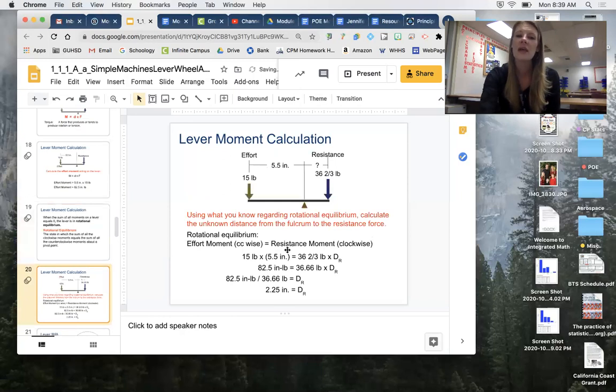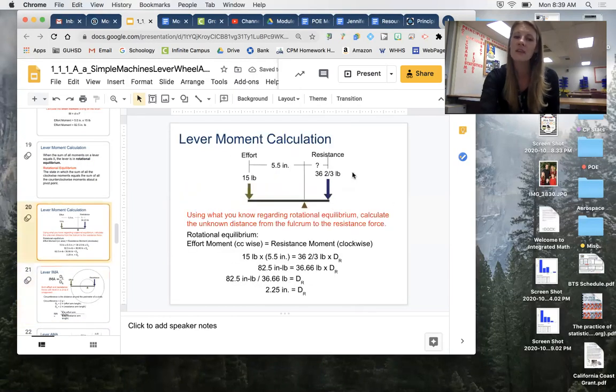Okay, so the last thing we'll talk about here is this idea that in order to make the two sides equal, we're going to have to set them equal to each other. So if I have 36.23 pounds that goes here, how far is this right here? I can actually solve for any of these, but we're going to set each side equal to each other. So we're going to have that idea of a moment. The effort moment has to be equal to the resistance moment.